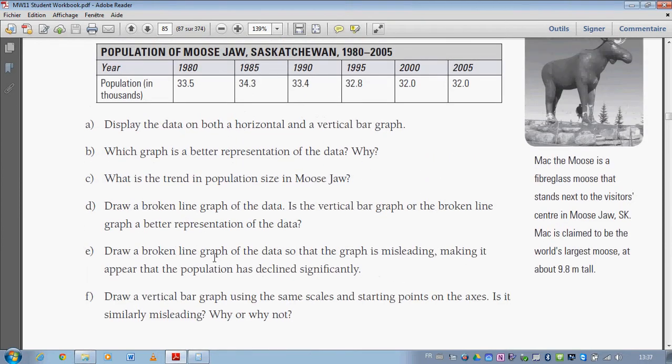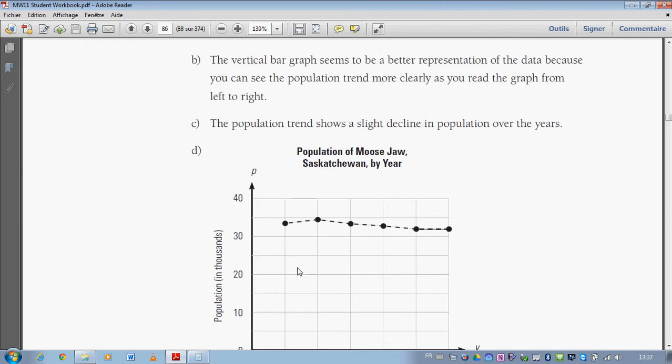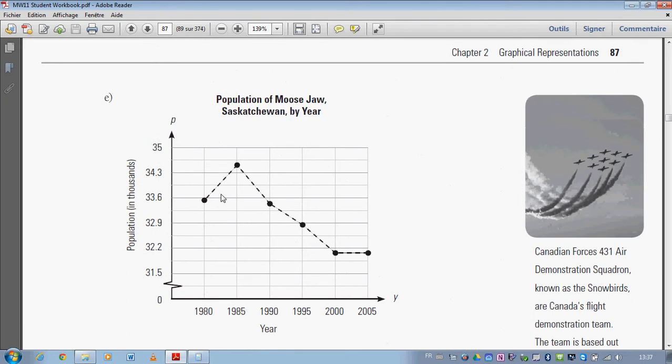Draw a broken line graph of the data so that the graph is misleading, making it appear that the population has declined significantly. So that's E. So here it is, and again, when you're trying to make a graph misleading, you want to have a huge jump from 0 to 31.5 with the little squiggly line, and then because your graph now starts at 31.5 and goes up to 35, even slight fluctuations, like 0.3, would account for quite a big gap.